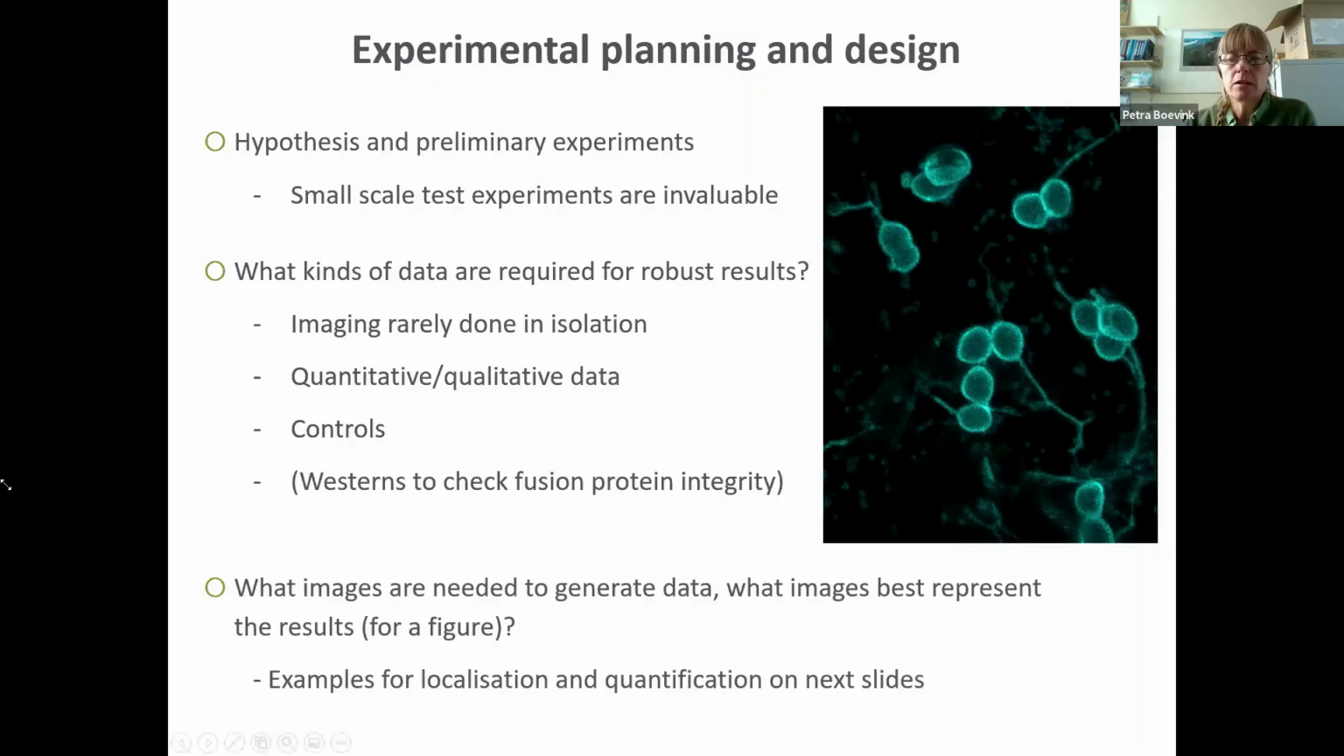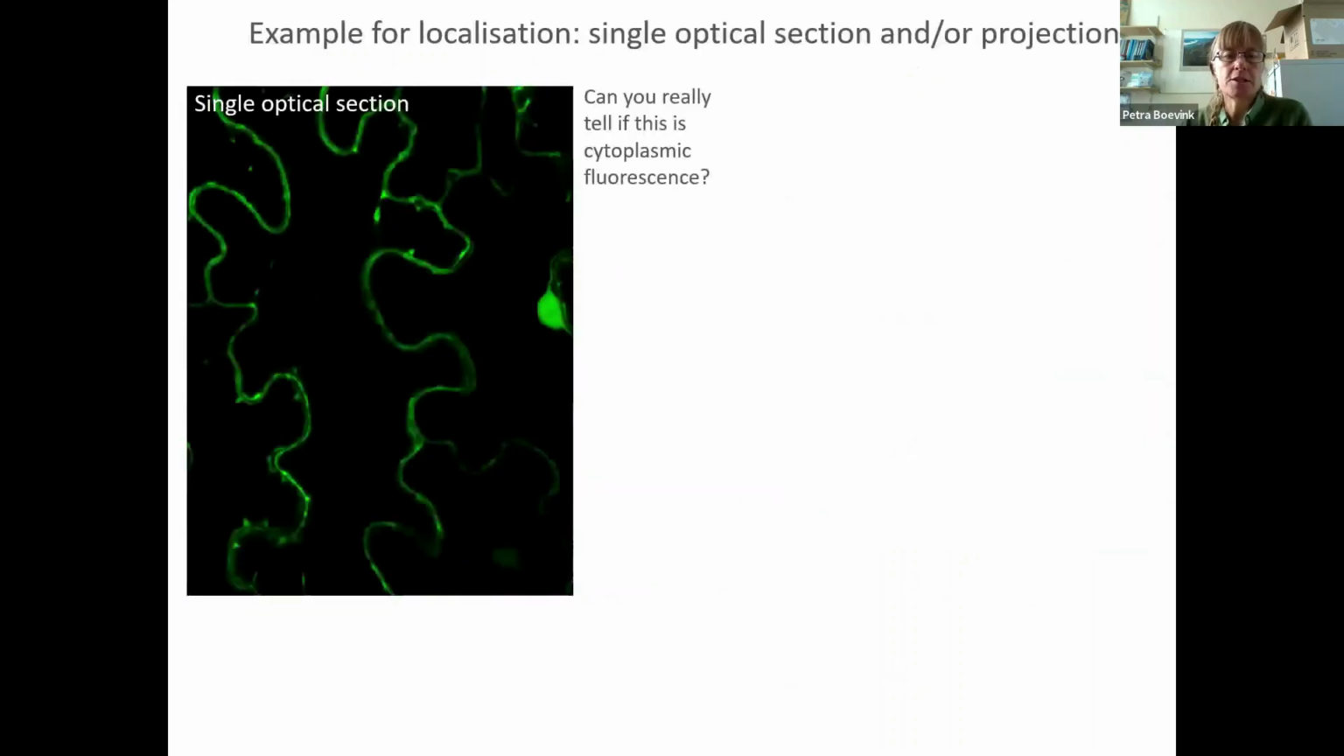Specifically, when you're imaging, you need to ask yourself and discuss with others what kinds of images will actually be required to generate the data, and what kinds of images will best represent the results. So for localization, I see this a lot. Someone shows a single optical section and says, oh, my localization is this.